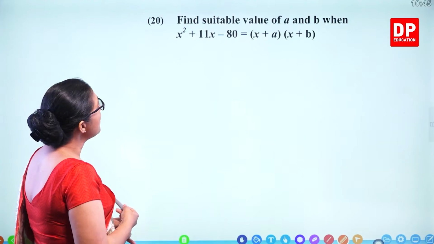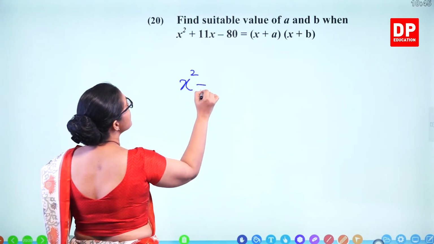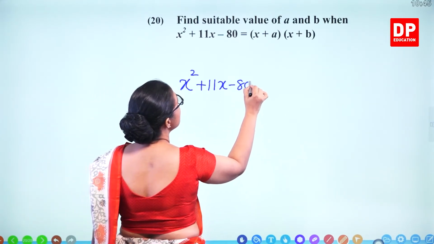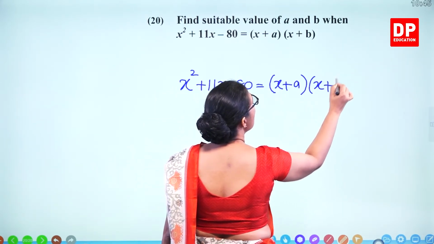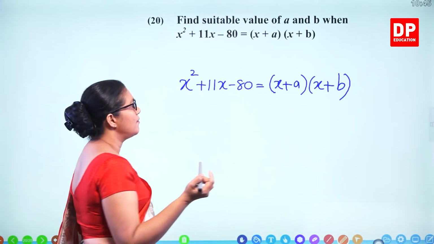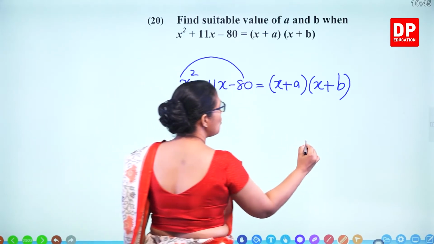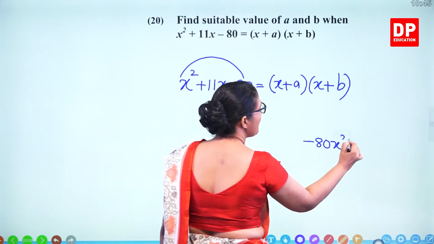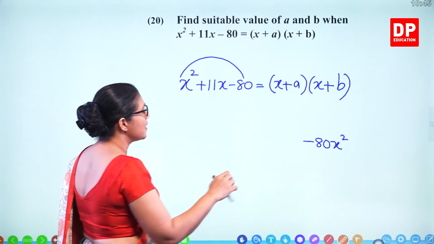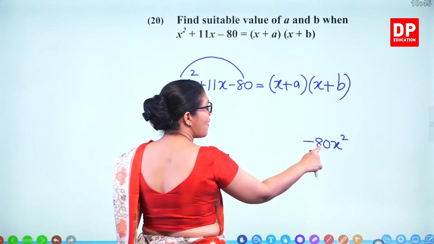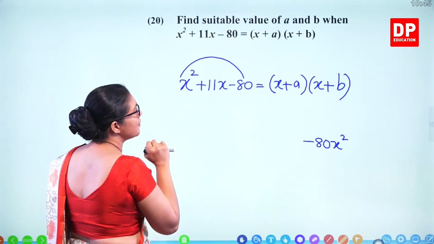Question number 20. Find the suitable value of A and B when x squared plus 11x minus 80 equals x plus A, x plus B. That means factorize. Without asking, factorize. So you multiply these two, you get minus 80x squared. Negative answer means you have to find the difference. Difference is 11.